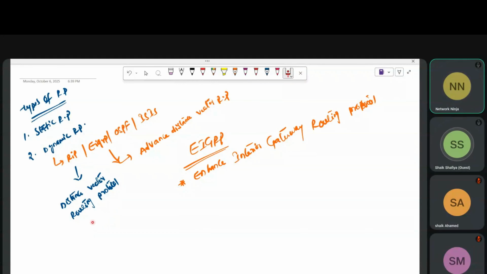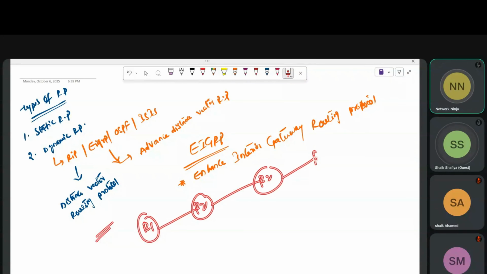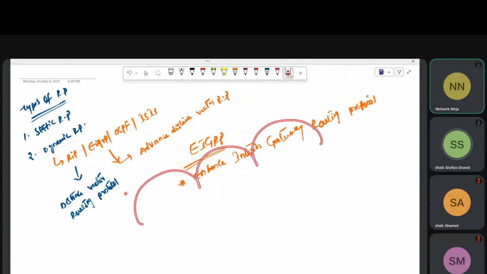RIP's metric is the hop count, so it calculates the distance based on the hops. If you send a packet from router 1 to another router, from one source location to the other, how many hops it crossed is calculated. The default hop count in RIP is 15 hops, 0 to 15.